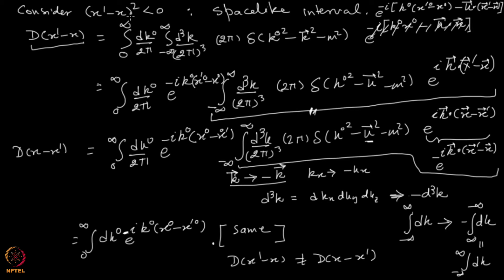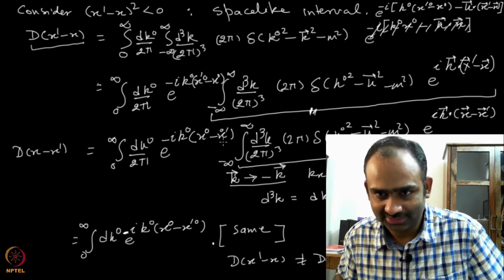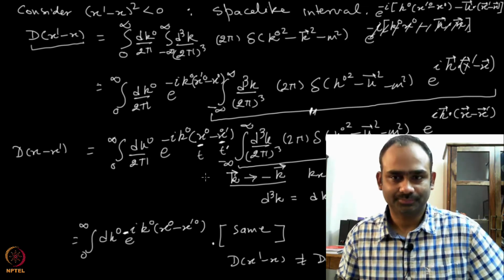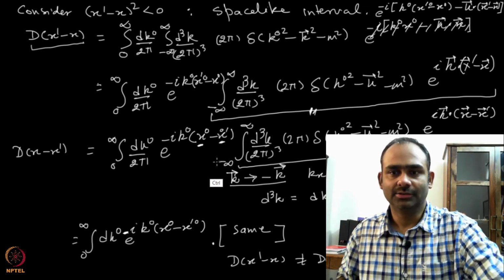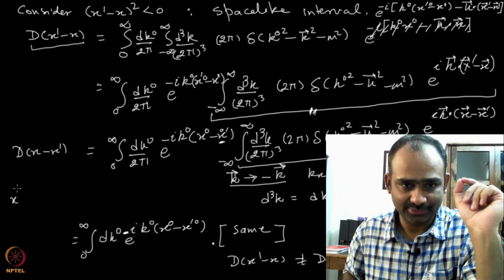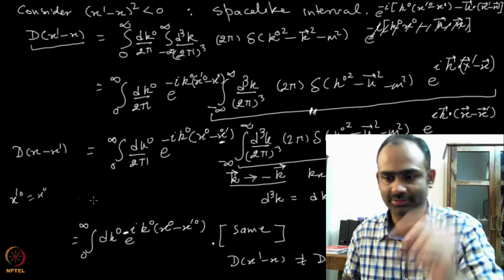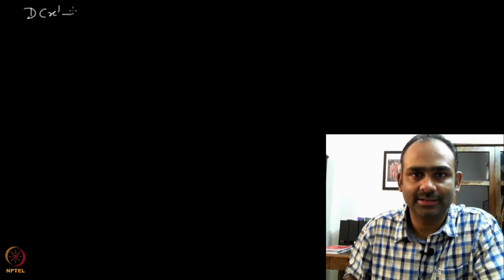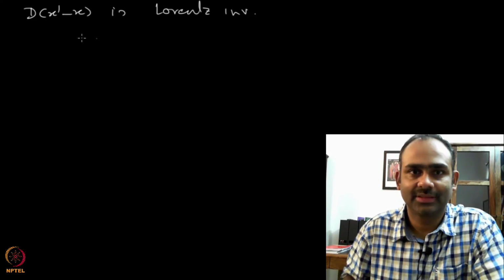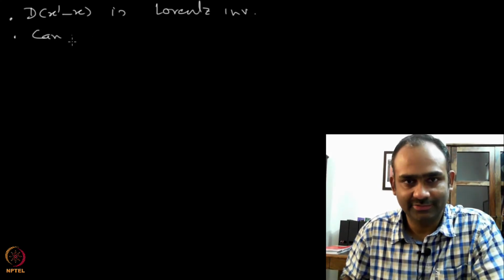So I can go to a frame where t prime is the same as t. This is what I call t prime and this is what I call t. I should have used that, that would have been a bit neater, but anyway. So I go to a frame where t prime is t, or x prime 0 is equal to x 0. So let us do that. d of x prime minus x is Lorentz invariant, can be calculated in any frame.